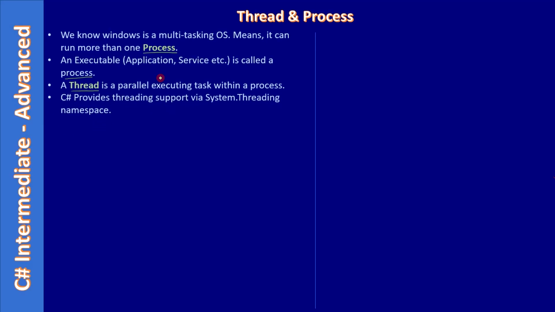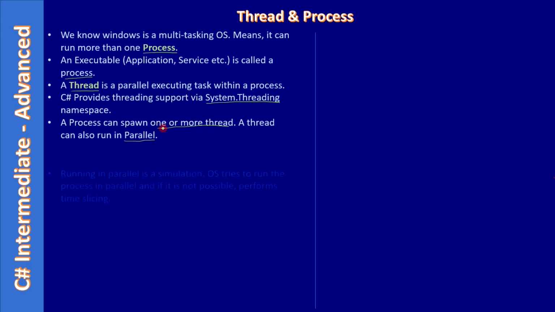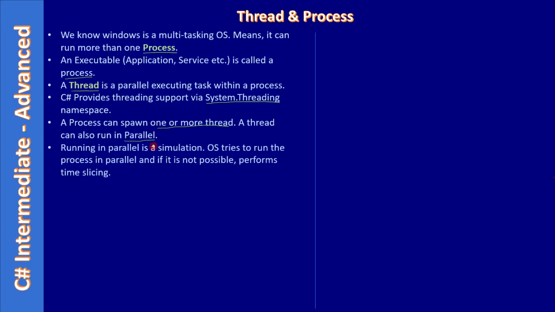C# provides threading support via the System.Threading namespace. A process can span one or more threads, that means a parallel execution coding unit. A thread can also run in parallel just like a process. Running in parallel is a simulation. The OS tries to run the processes in parallel, and if it is not possible, it performs time slicing.